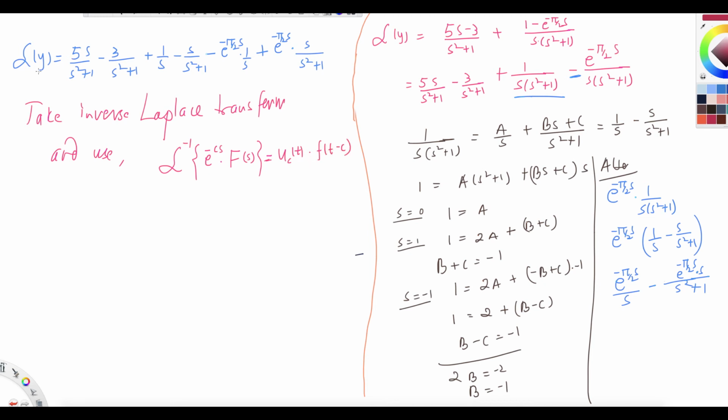Okay, so let us find this out. What is the inverse Laplace transform of 5s over s squared plus 1? That will be, so y of t is equal to 5 times, this will be what?